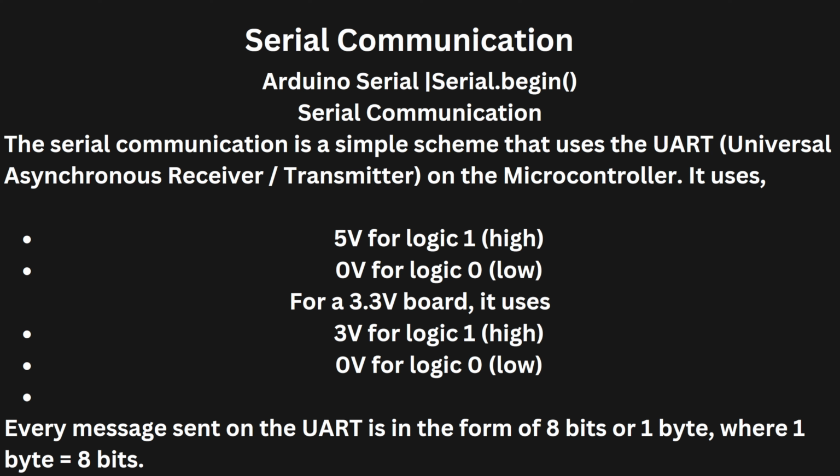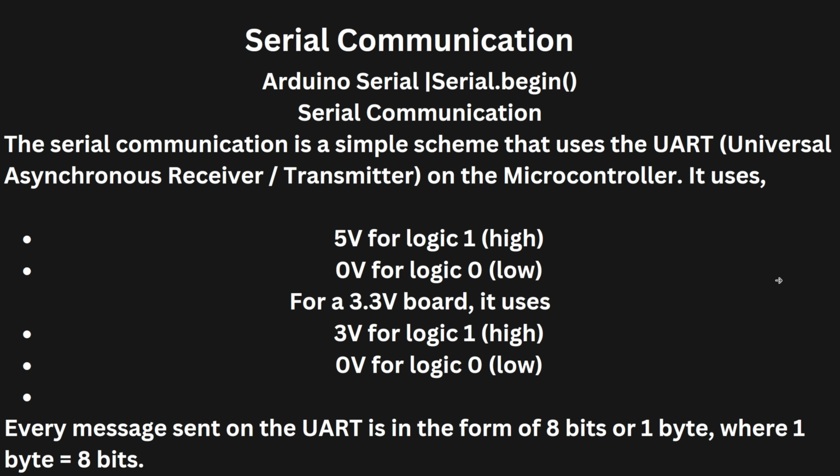So basically UART is nothing but universal asynchronous receiver and transmitter. For the 5-volt logic, it will transmit 5 volt for 1 and 0 volt for 0. And for the 3.3 volt, it will use 3.3 volt for 1 and 0 volt for 0 logic. So every UART message is in the form of 8 bits, that is 1 byte, where 1 byte is equal to 8 bits.